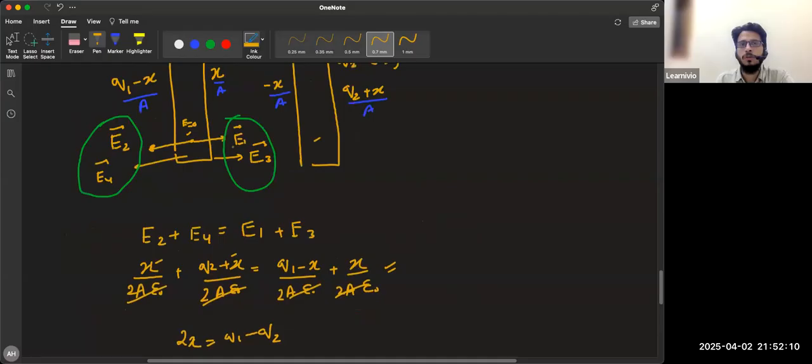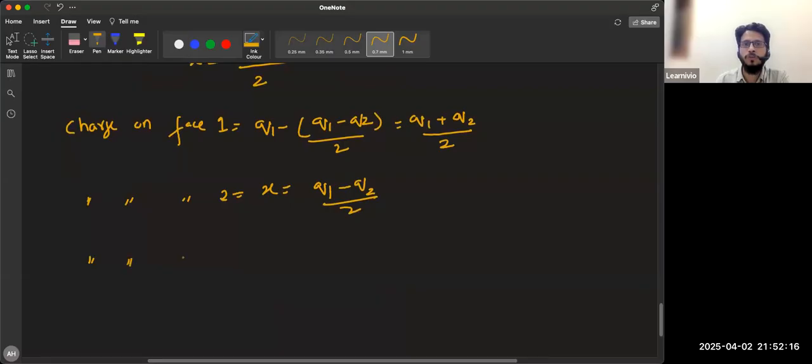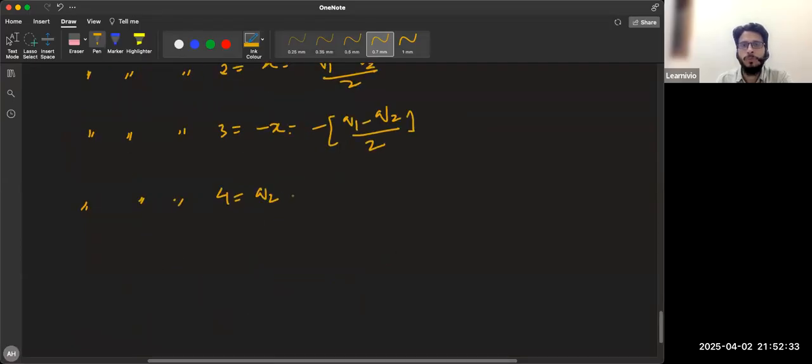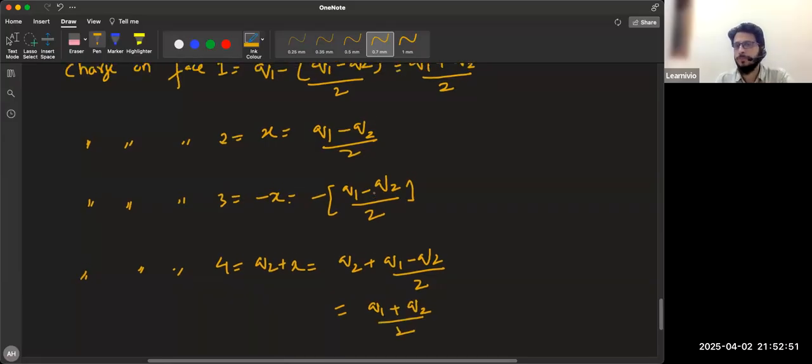On face 2, the charge is x only. On face 3, charge is minus of x, so it's minus of (q1 minus q2) divided by 2. On face 4, charge is q2 plus x, so q2 plus (q1 minus q2) by 2, which is (q1 plus q2) divided by 2. So these are the charges on the four faces.